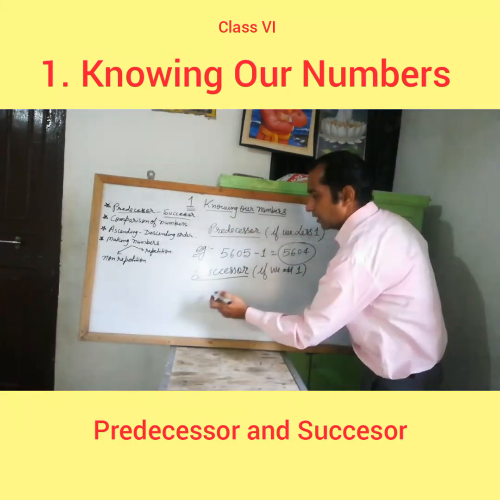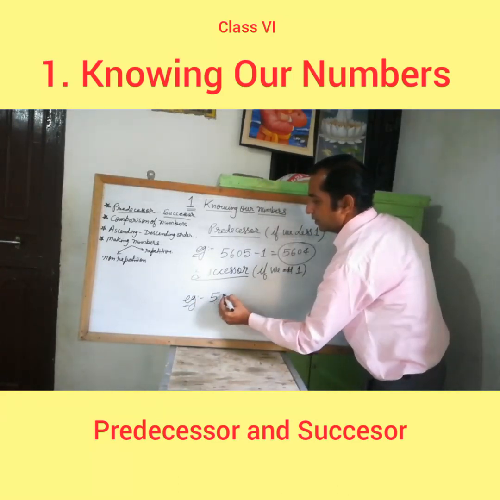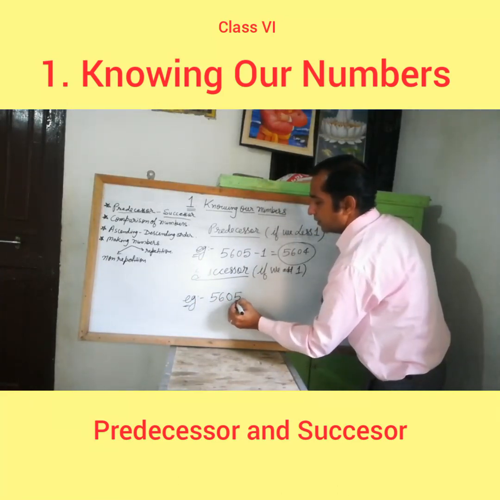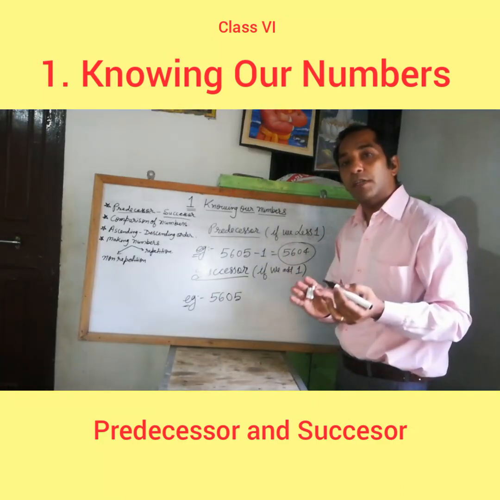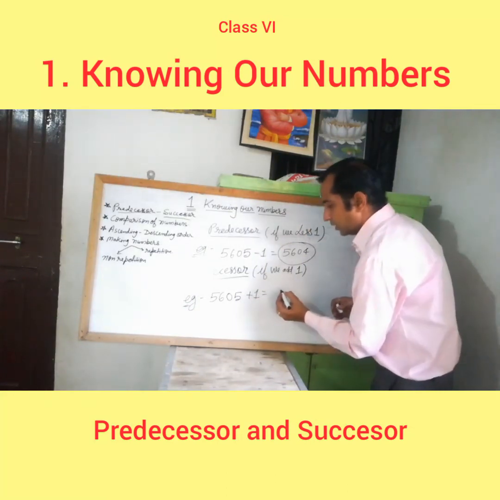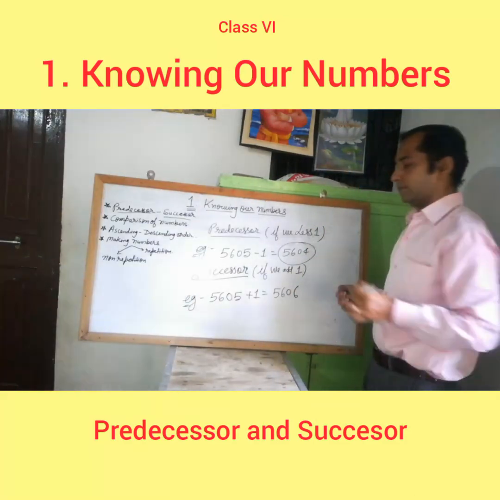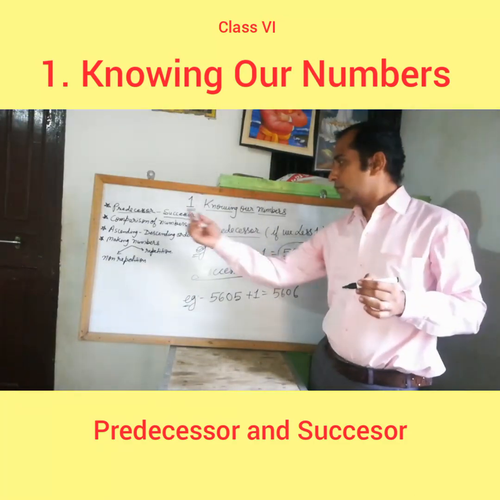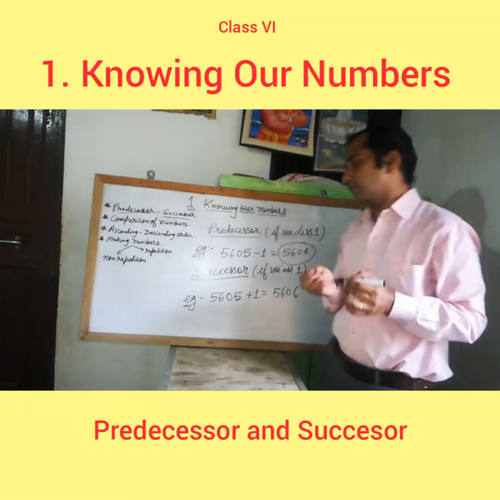Let us take the example again. 5605. So what is the successor of this number? What will you do? Plus 1. So it is plus 1 and your number becomes 5606. So we have learned the first topic, predecessor and successor.